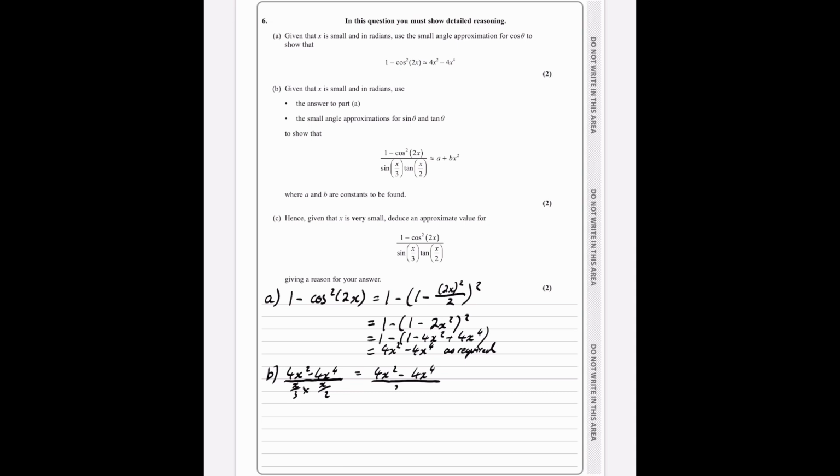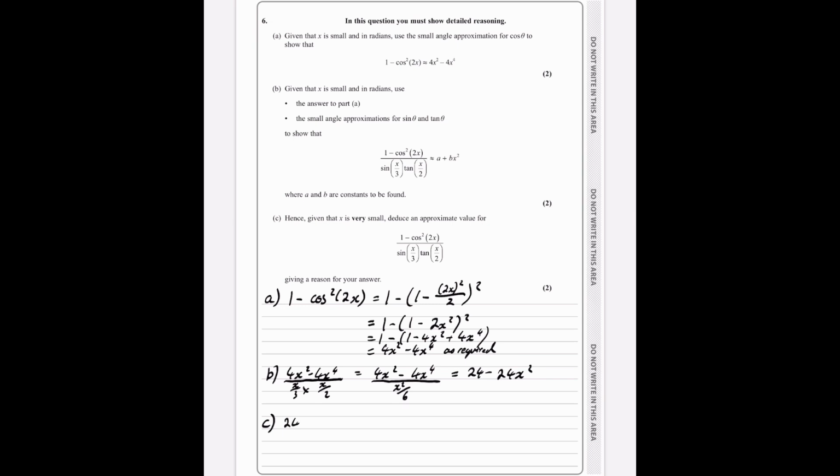X over 3 times by x over 2 is x squared over 6. And dividing by x squared over 6 is the same as multiplying by 6 and dividing by x squared. And so that all comes out nicely as 24 subtract 24x squared.